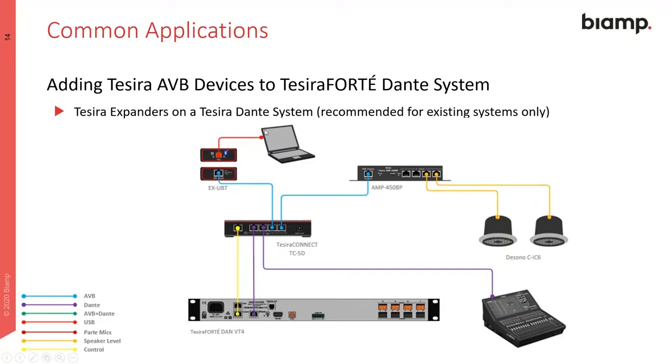But remember, once you need to integrate AVB devices into your Dante server, in this case you have to split out the blocks of the Dante application and sync it in the Dante controller, because the TesiraCONNECT will change the AVB into a Dante flow. Then this Dante flow will be received by the Tesira 40 DAN. We will see this in a live example as well.